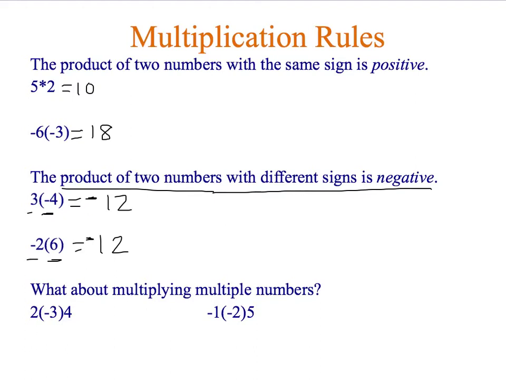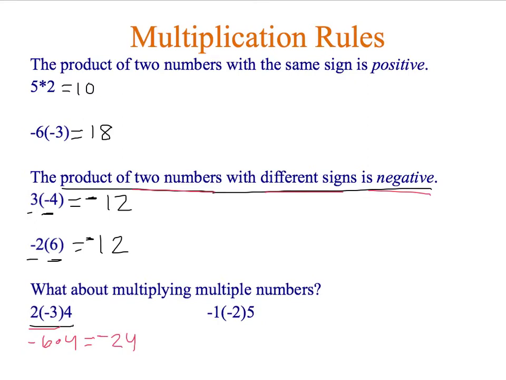What about multiplying multiple numbers? So when you have multiple numbers, like this example here, you look at one piece first. We can do our multiplication from left to right, just like PEMDAS indicates. So 2 times negative 3 would be 6, and since there are two numbers with different signs, it's going to be negative. It's negative 6 multiplied by 4. Negative 6 times 4 is equal to 24, and since we again have two numbers with different signs, we know this is going to be negative.